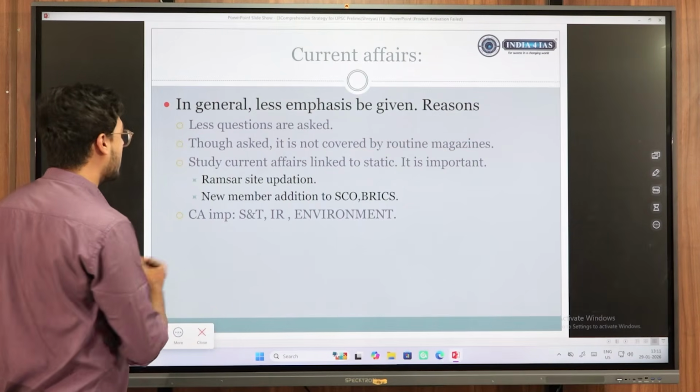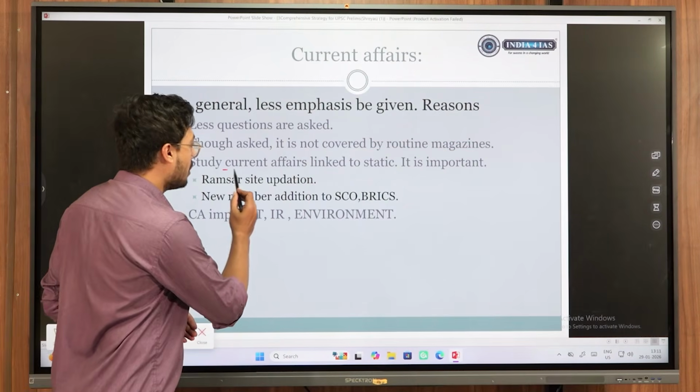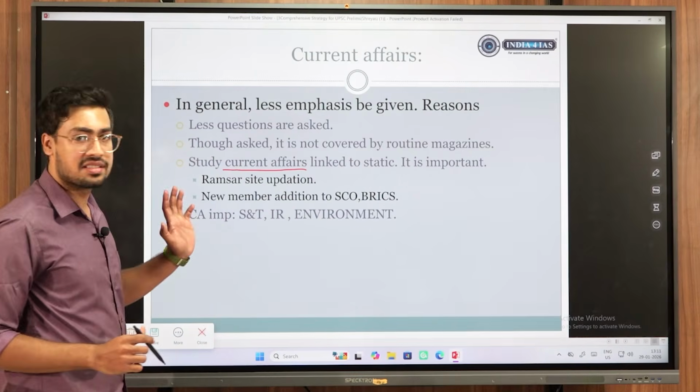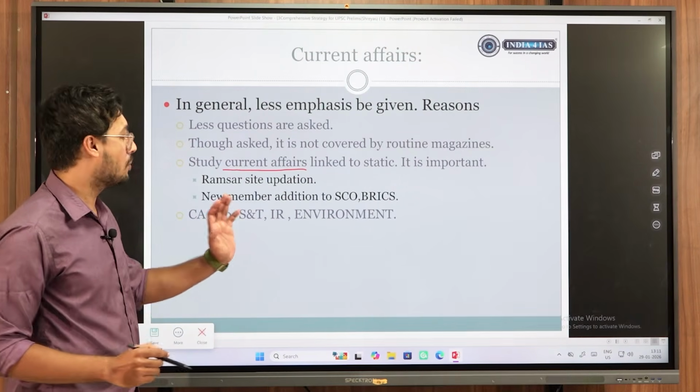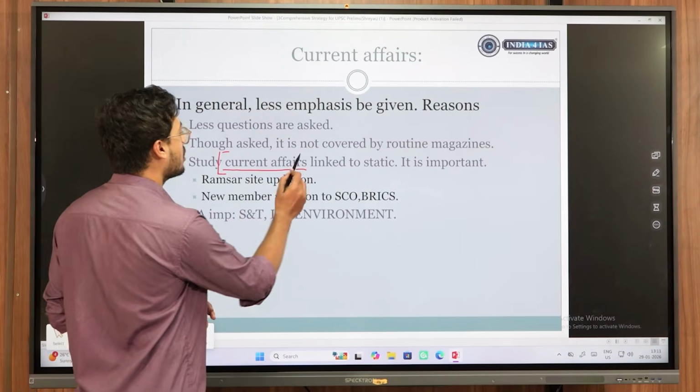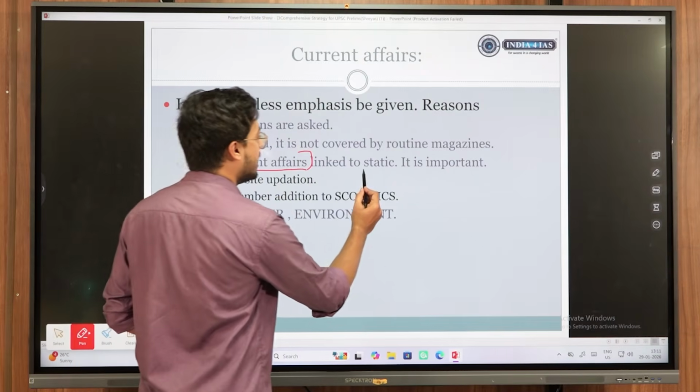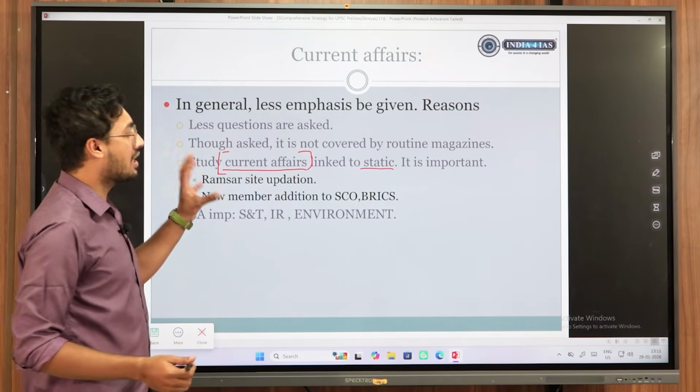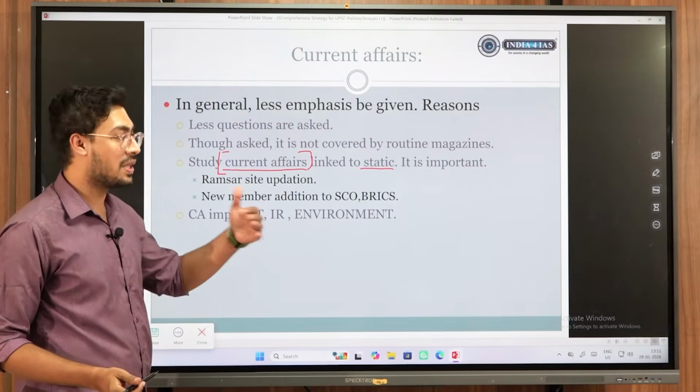But there is another thing which we need to do. Current affairs is not that important, but there are certain areas where current affairs needs to be given importance. So what are those areas? See, whenever a topic is linked to the static and there is new current affair or new updates over the static part, that becomes important.